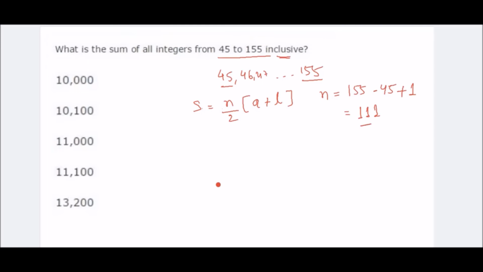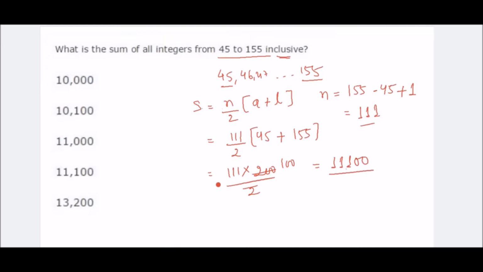So substitute all values and we'll find out the sum. N will be 111 divided by 2, and first term will be 45 plus last term is 155. That will be 111 into 200 divided by 2. So 200 divided by 2, that makes 100, and answer will be 11100. That is 11,100. Option is the fourth option.